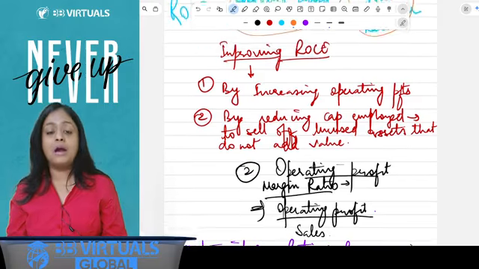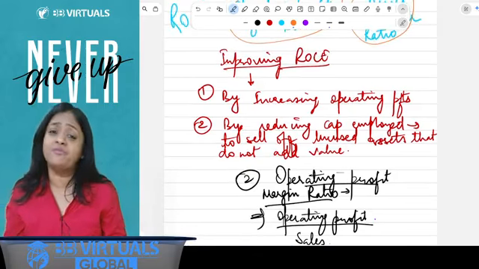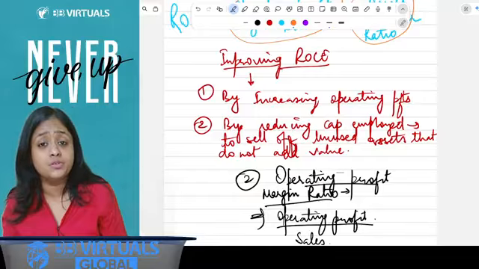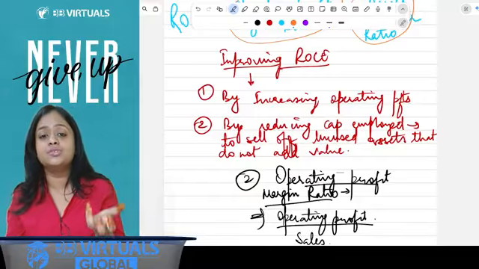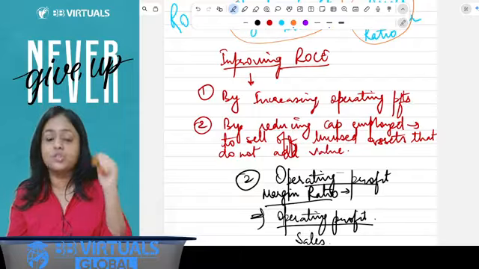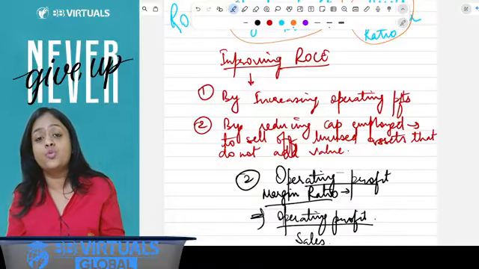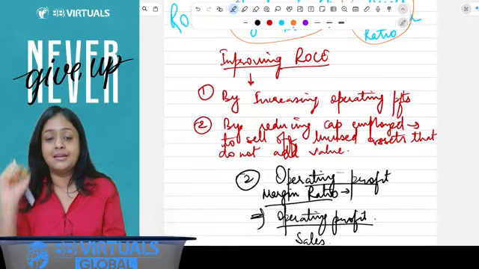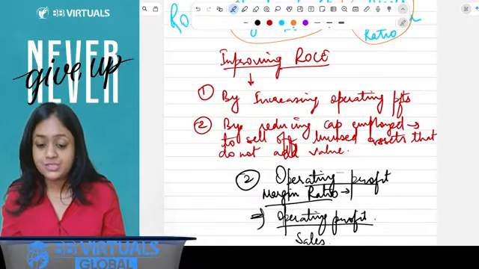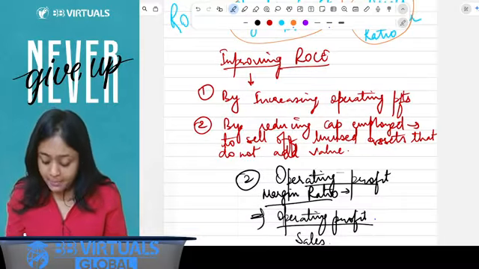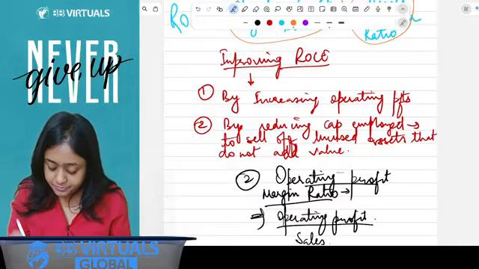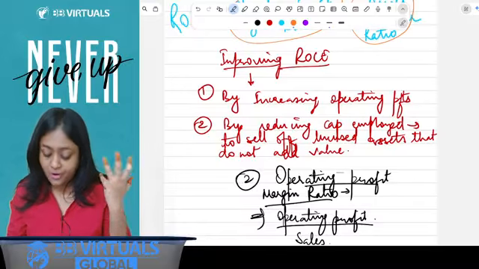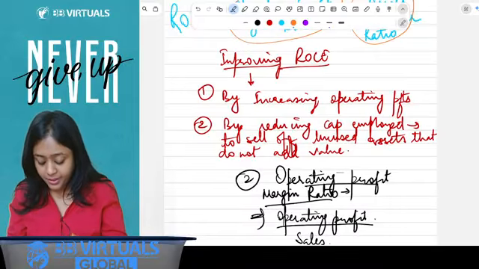How can we improve ROCE? Now these improvement points are very important, guys, because you will use them when you're writing your section C questions, and you can also see them in your MCQ questions and then pick the correct answer. What are the ways to improve ROCE? By increasing the operating profits and by reducing the capital employed.